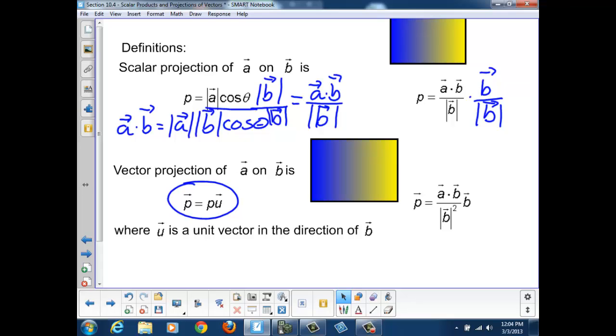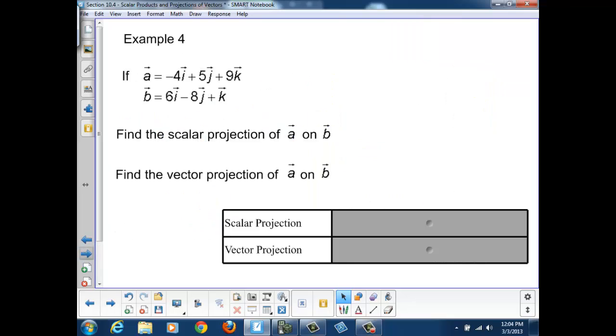Let's see if these can help us in one of our problems. In this case, we have our two vectors A and B, but we have no information about the angle between them. We just have the components. So these revised formulas should help us. So A is -4i plus 5j plus 9k. B is 6i minus 8j plus k. So to find the scalar projection, we need to remember that our alternative formula for the scalar projection is the dot product over the magnitude of B.